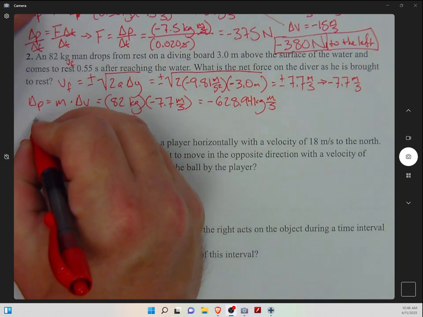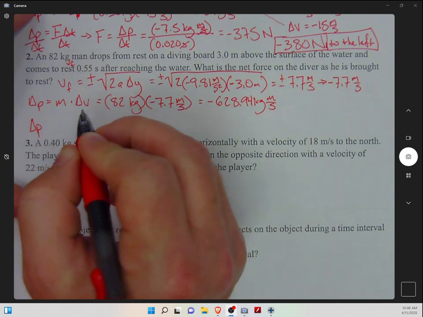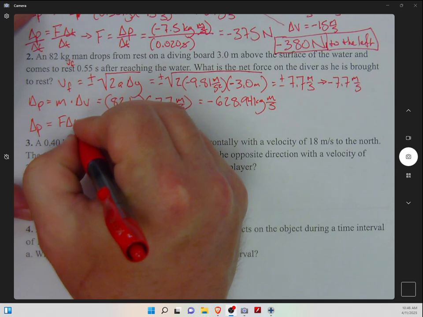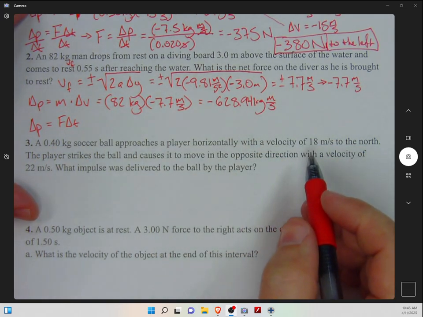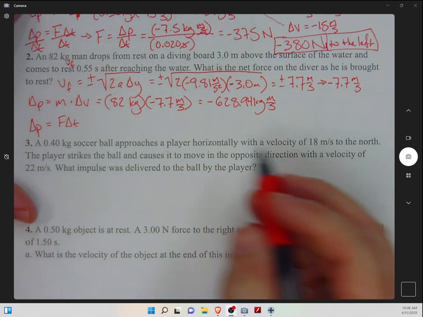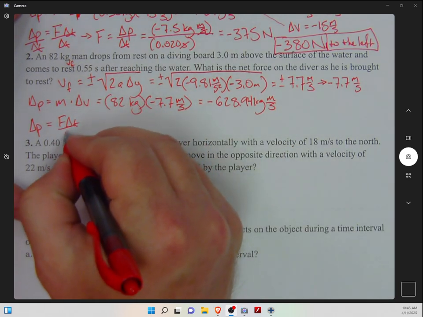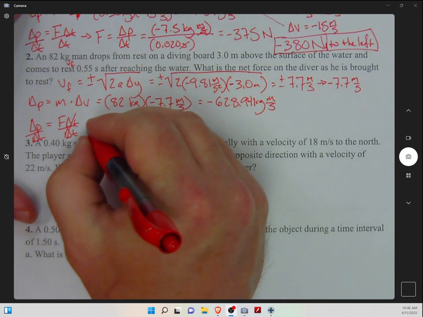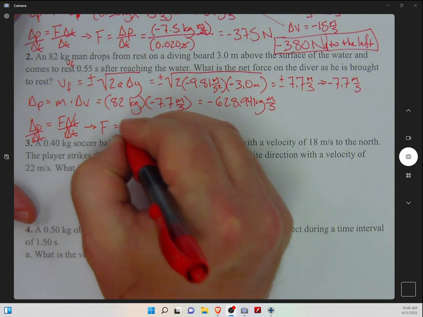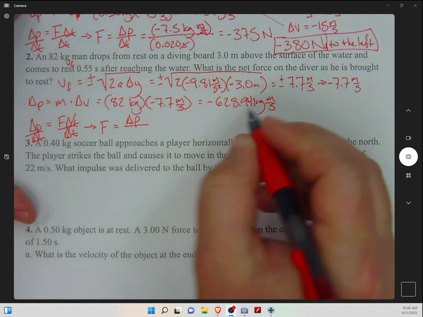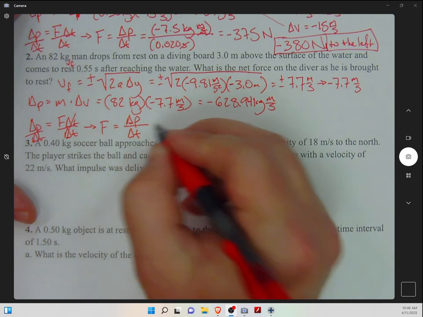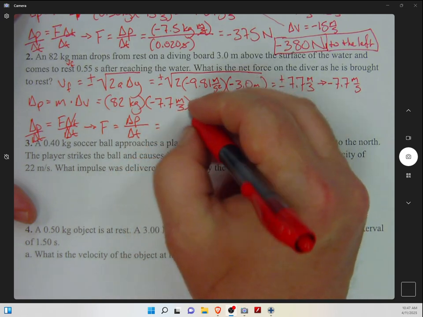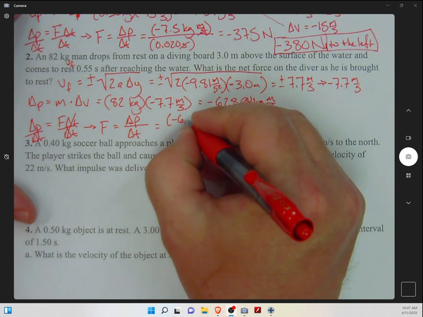Now I know that my impulse, change in momentum, is equal to force multiplied by time. Here, I'm trying to solve for net force. So I'll divide both sides by delta t. That'll cancel out. So I get force is equal to my change in momentum, which I just calculated, divided by my change in time, which is given to me by the actual problem. So a plug and chug.